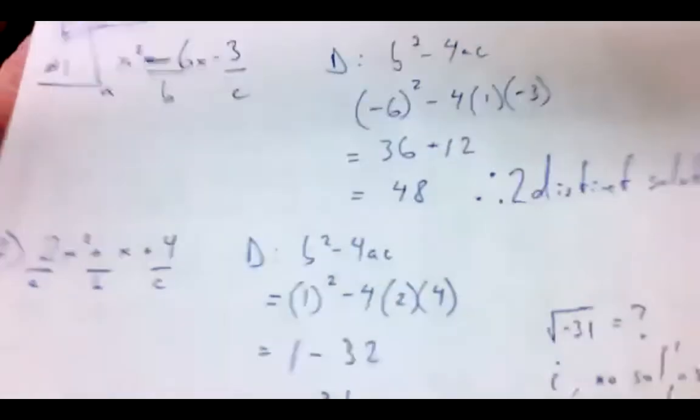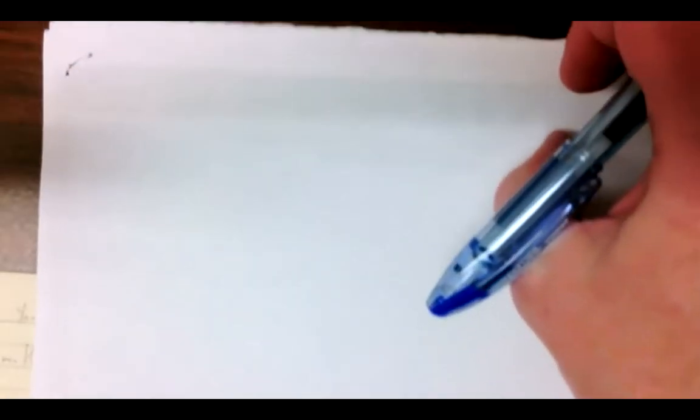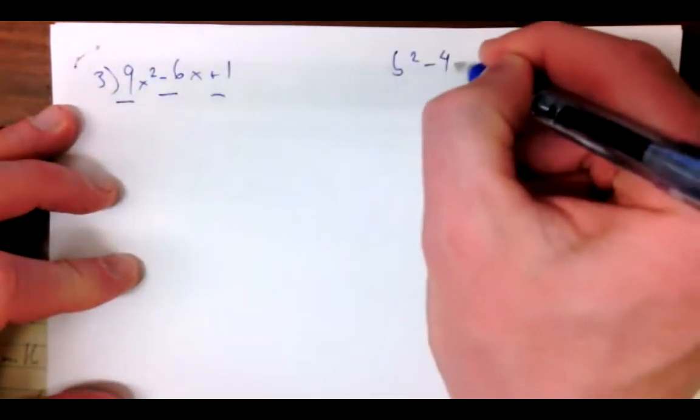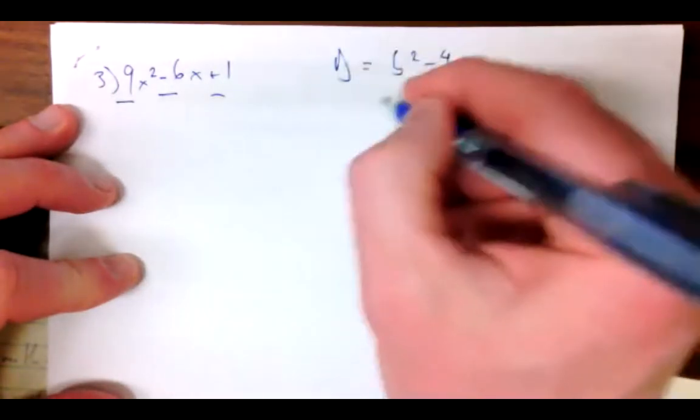On to the question, example 3. Stop me if I'm going too fast. Number 3: 9x squared minus 6x plus 1, with a, b, c. B squared minus 4ac, that's our discriminant.